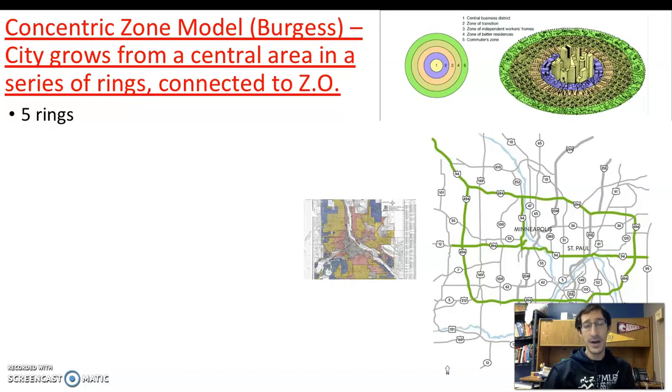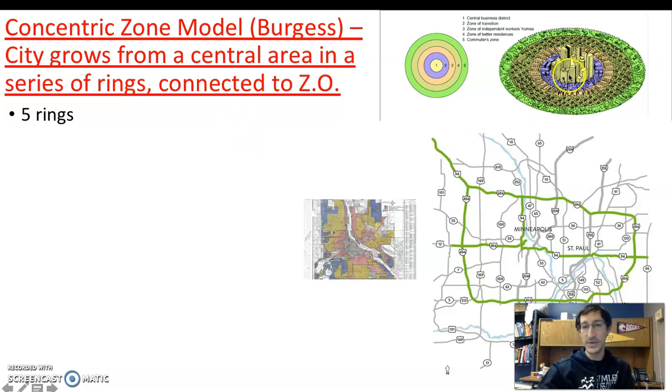The first urban model within Chicago is known as the concentric zone model. Concentric, thinking of a lot of different loops going around and around the major parts of town, also known as the Burgess model, based on the person that created it, in the early to mid 1900s, I think the 1920s or 1930s. The idea is that the city grows from a central area, typically the central business district, in a series of rings connected to zoning ordinances of where we locate different land uses. There are typically 5 rings.